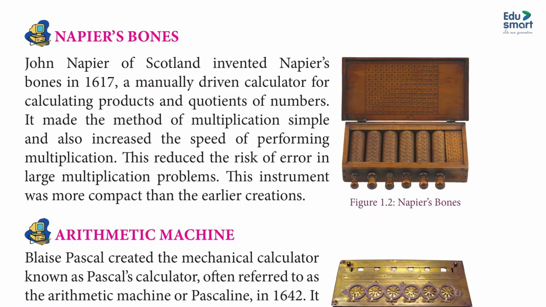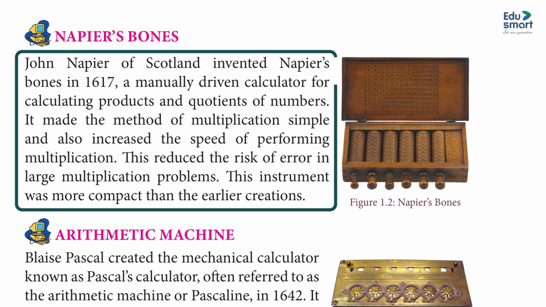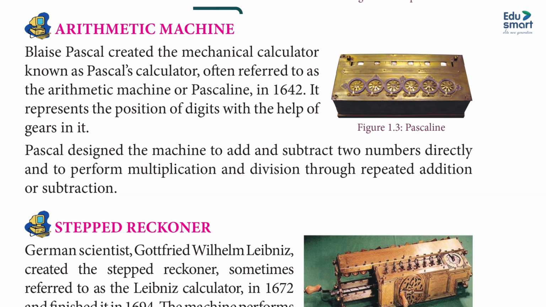Napier's bone. John Napier of Scotland invented Napier's bone in 1617, a manually driven calculator for calculating products and quotient of numbers. It made the method of multiplication simple and also increased the speed of performing multiplication. This reduced the chance of error in large multiplication problems. This instrument was more compact than the earlier creations.